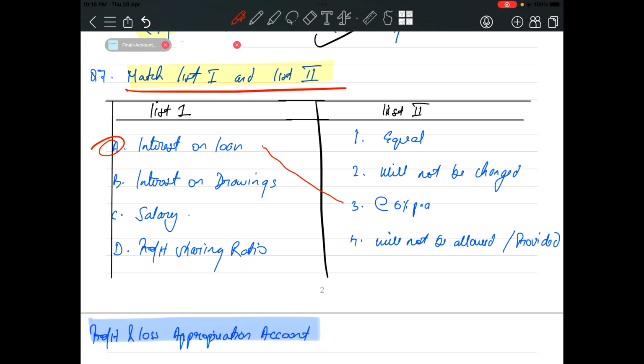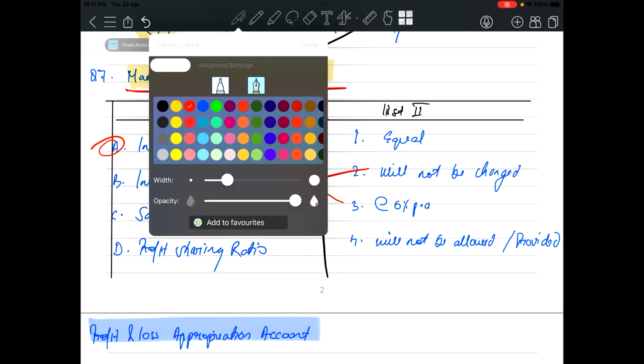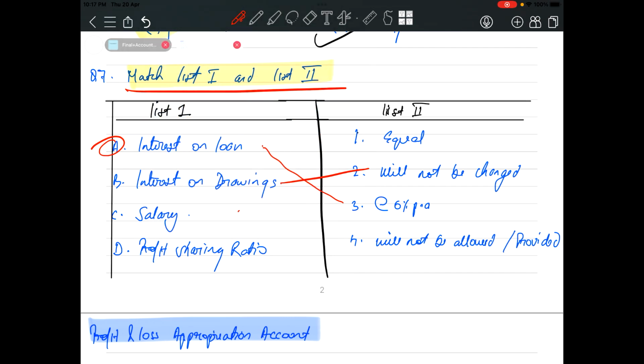So now what is B? Interest on drawings equal? No, it cannot be correct, right? Will not be charged, will not be allowed or provided. So the right answer will be will not be allowed or provided. Now come to salary. Sorry, the right answer should be will not be charged. And what will be salary? Will not be allowed or provided. Profit sharing ratio will be equal. So this is the correct answer for question number 7.